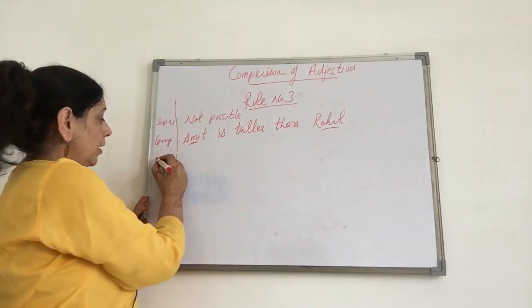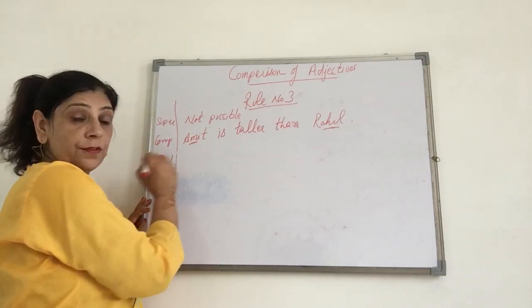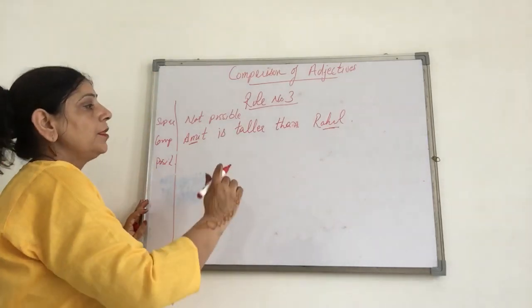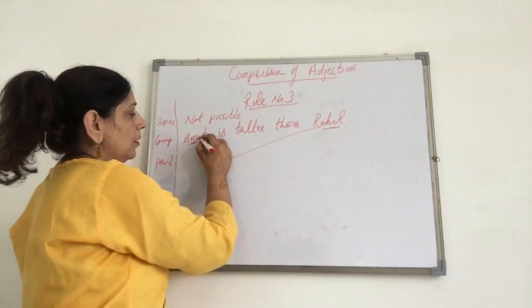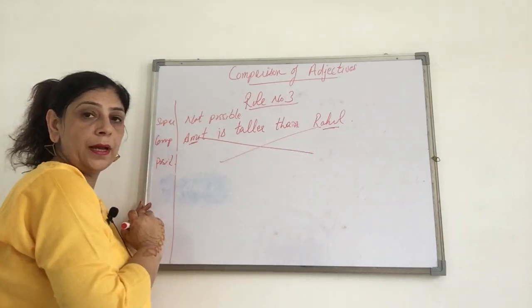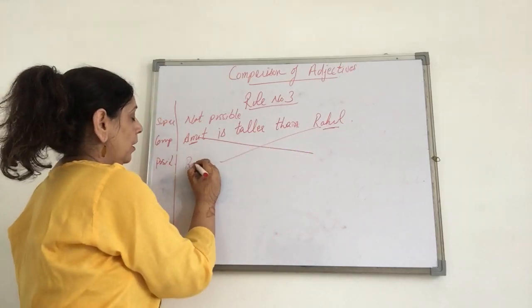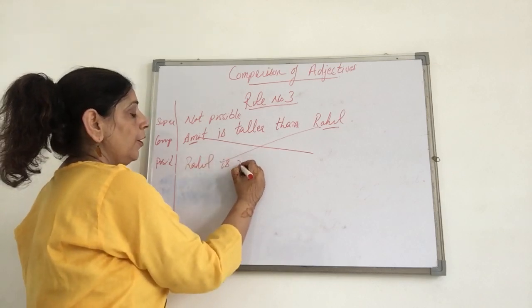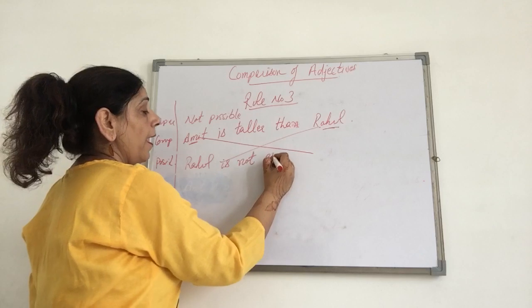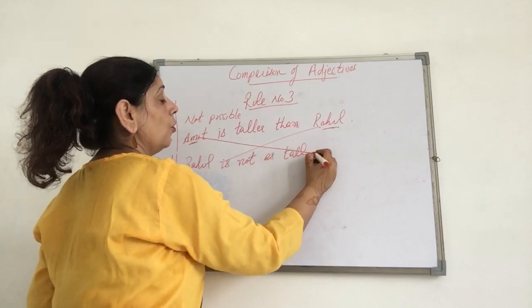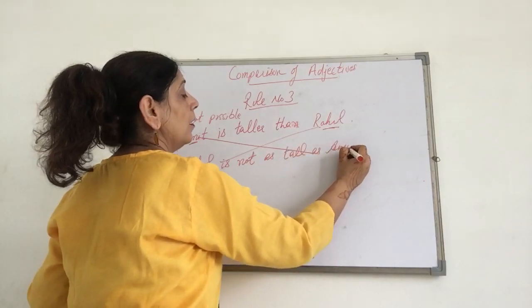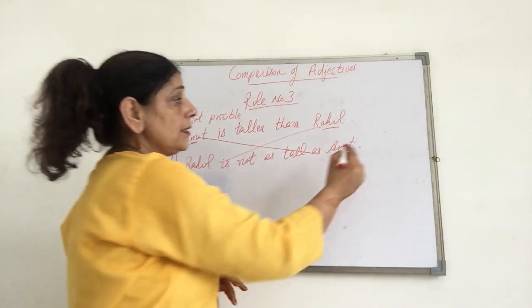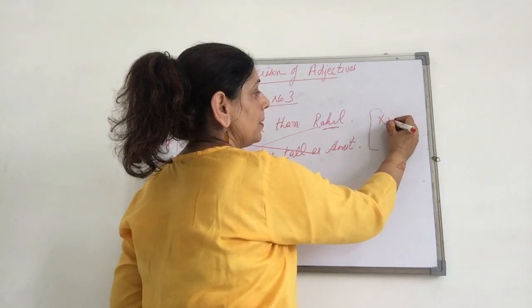How to do it? We have to change into positive. The compulsory word for positive is as. So, Amit is taller than Rahul. First point, it will be cross multiplied. Rahul is not as tall as Amit. This is the answer. What you have to keep in mind is, number 1, cross multiply.